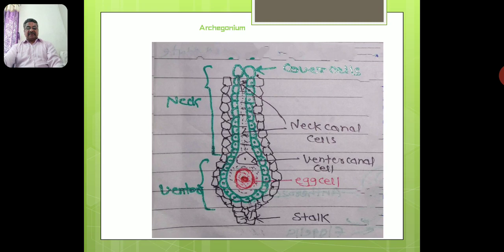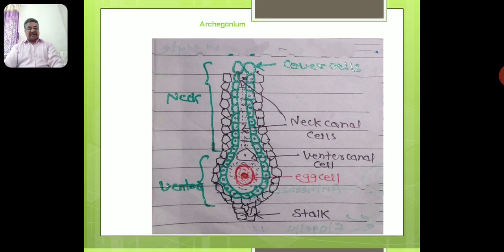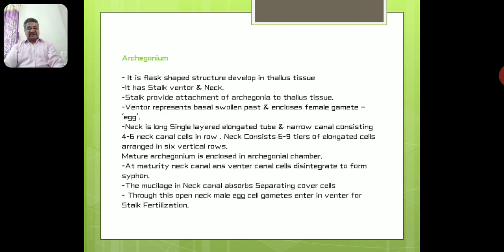Each mature archegonium is enclosed in an archegonial chamber. Like the antheridial chamber, here the archegonium is also enclosed by an archegonial chamber. At maturity, the neck cells and venter cells disintegrate to form a siphon-like canal, the central canal. And the mucilage in the neck canal, which is formed due to disintegration of the above cells, absorbs water, swells and separates the upper cover cells at the top. Through this open neck, the male gametes enter into the venter for fertilization. So this is about the structure of archegonia.